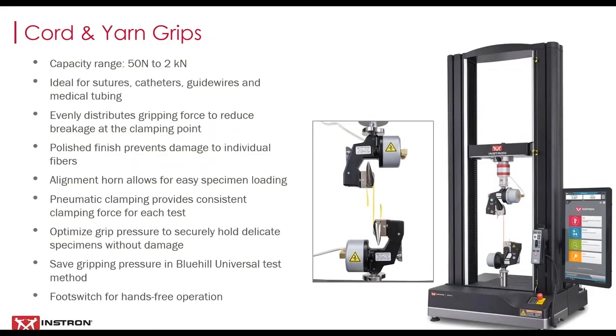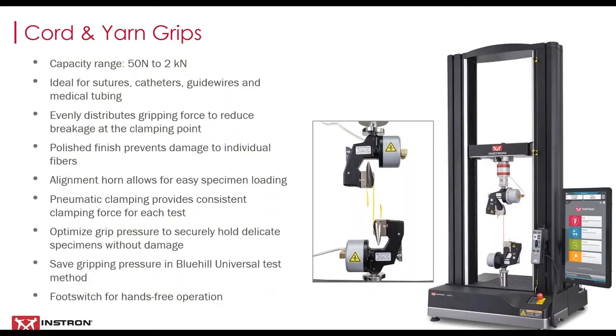When testing thinner specimens, such as nitinol guide wires, catheters, surgical sutures, and medical tubing, it's possible to see the specimen break at the jaw faces when using side action grips. This is due to the stress concentration generated on the specimen at the edge of the jaw faces. Pneumatic cord and yarn grips were specifically designed to overcome this challenge by evenly distributing the gripping force over the surface of a curved half capstan. This design provides a gradual transition from the rigidly clamped portion of the specimen to the gauge length, minimizing breakage of the specimen adjacent to the jaw face.